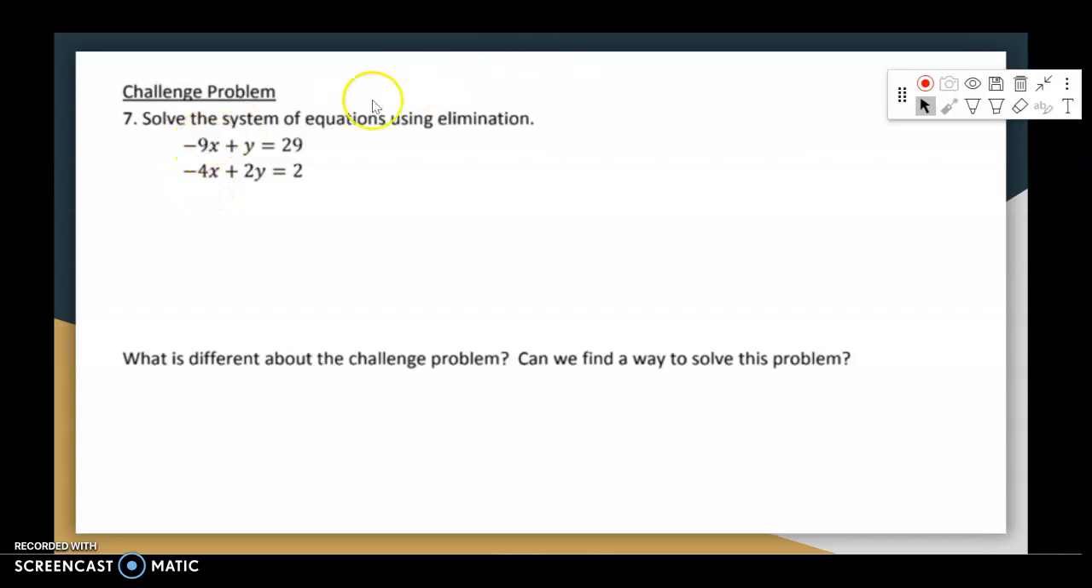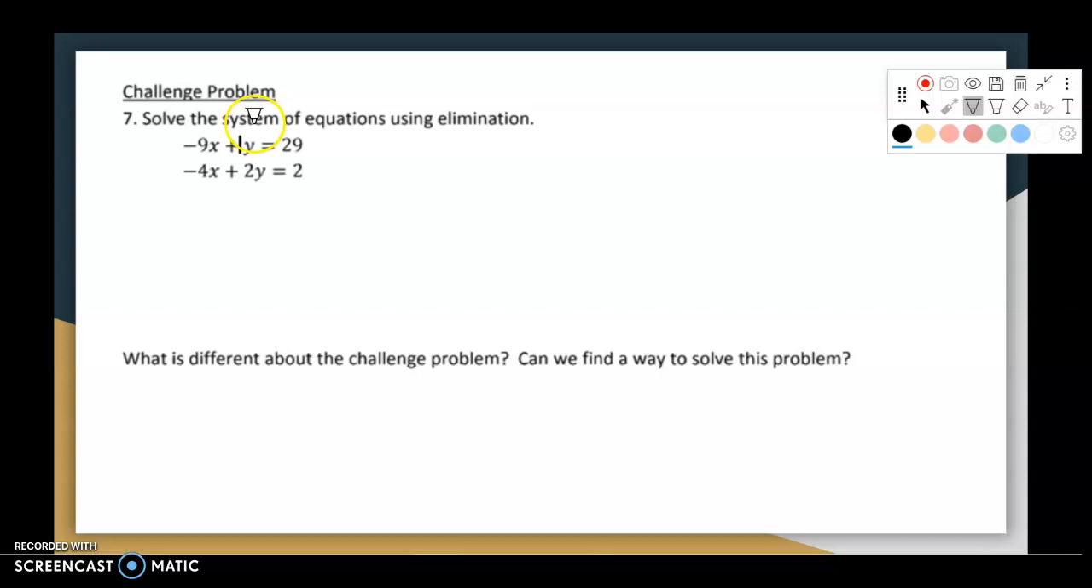Now the problem is, if we take negative 9x and add negative 4x, we don't get 0. If we add y and 2y, we don't get 0. Now remember, there's a 1 in front of this y here, we just don't see it, so we can put it there. But again, we still don't get 0. So we have to do something first so that we can add up the two equations and get 0.